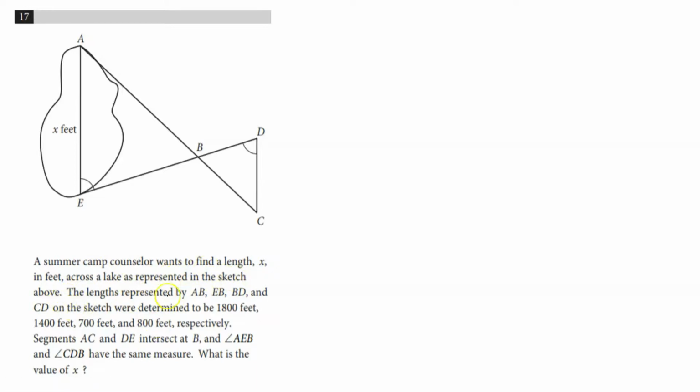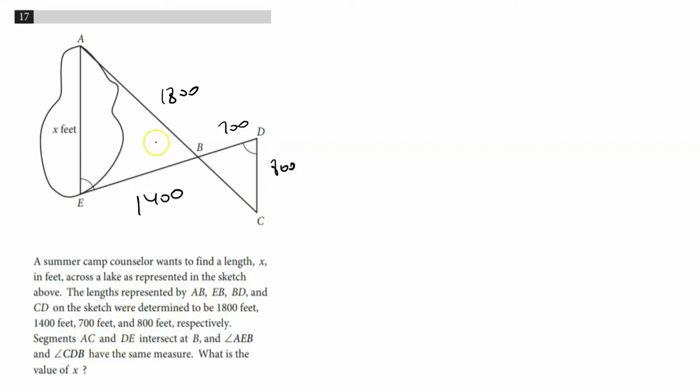Number 17. A summer camp counselor wants to find a length x in feet across a lake as represented in the sketch above. The lengths represented by AB, EB, BD, and CD on the sketch are determined to be 1800 feet, 1400 feet, 700 feet, and 800 feet respectively. So AB is 1800, EB is 1400, BD is 700, and CD is 800.